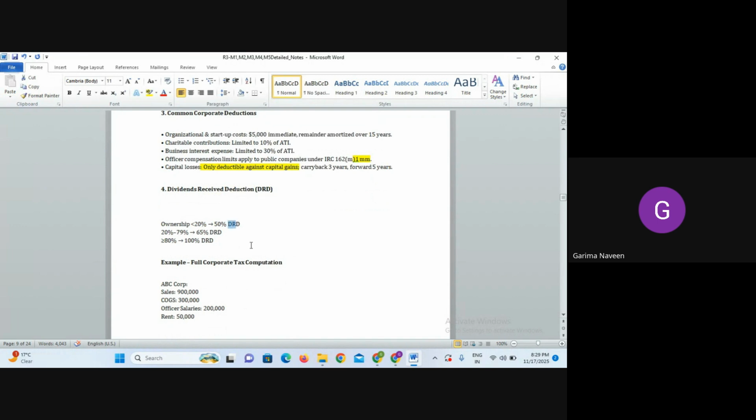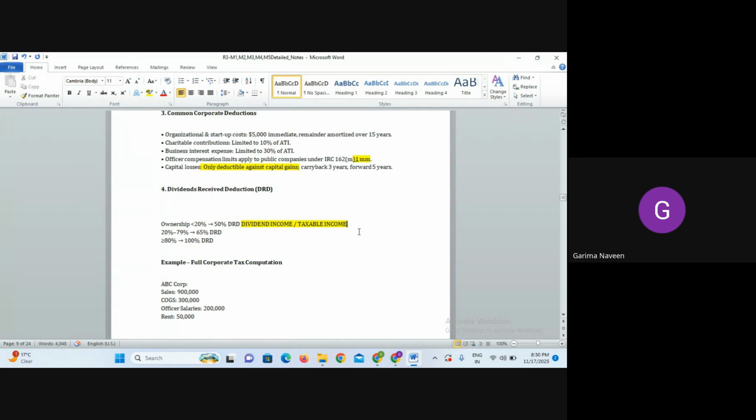So how is this DRD calculated? Basically, the percentage of DRD is calculated on the lower of two amounts. Which two amounts? Your dividend income or your taxable income. Okay. So whichever is the lower amount, you have to calculate this dividend percentage on that amount.